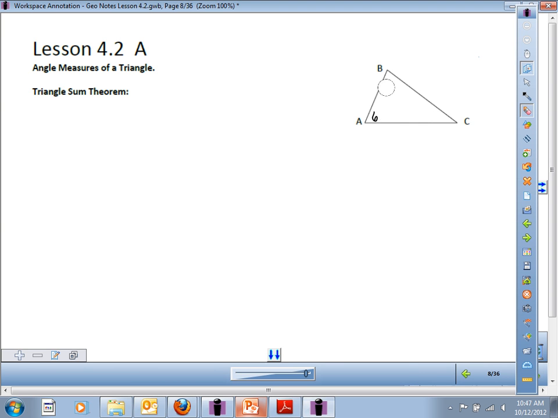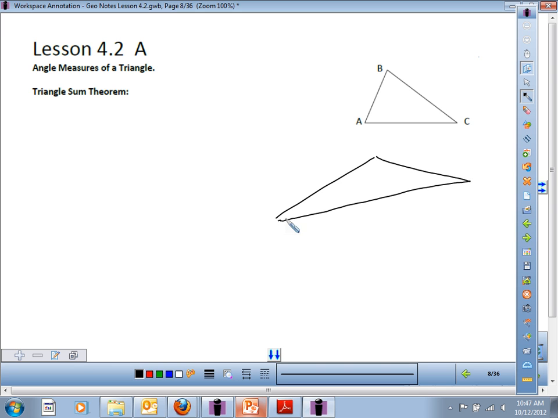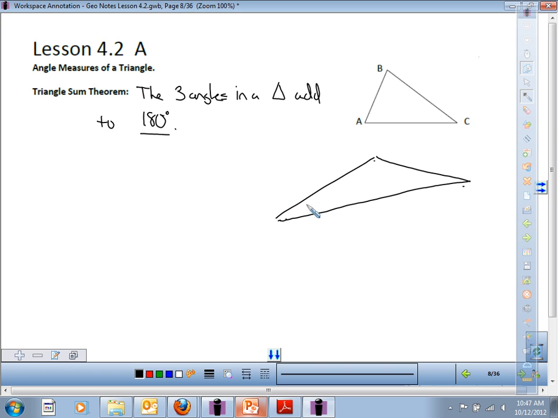Now, no matter what kind of triangle you draw, you could draw a really skinny guy like this. These three angles within that triangle are going to add up to 180 degrees. Okay, that's the theorem that we have here. That's called the triangle sum theorem. That simply states that the three angles in a triangle, because we're going to look outside of a triangle as well, the three angles in a triangle add to 180 degrees.